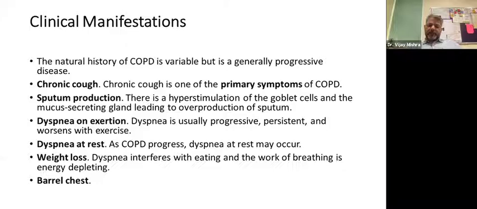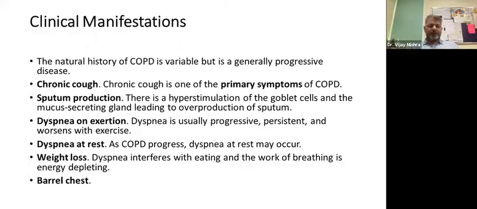So after epidemiology and causes, now we come to clinical manifestations. How does a COPD patient present? Well, you would have seen hundreds and hundreds of COPD patients, and that's why it's even more important that we know in detail about them. The natural history of COPD is actually variable, but unfortunately it is progressive. Some patients may present slightly differently, but the disease, if not properly treated, is progressive. It will get progressively worse.